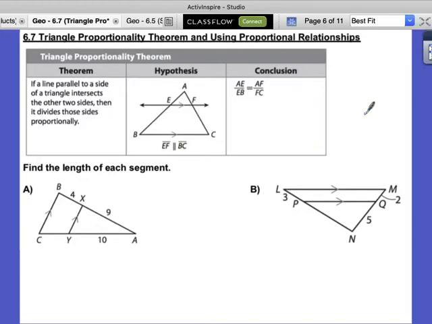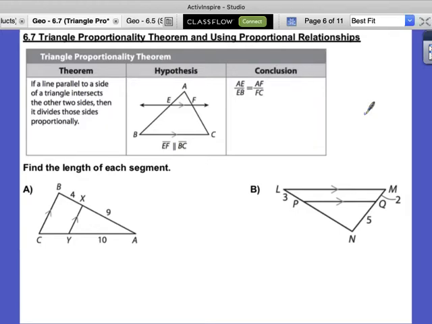So, the triangle proportionality theorem is what we're going to start with here. The theorem says: if a line parallel to a side of the triangle intersects the other two sides, then it divides those sides proportionally.